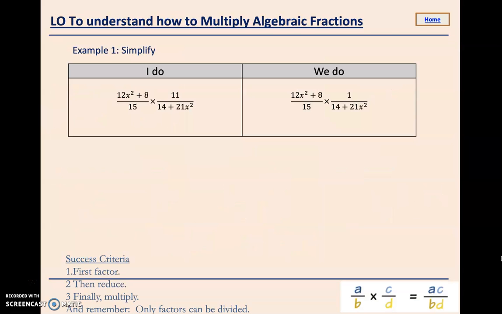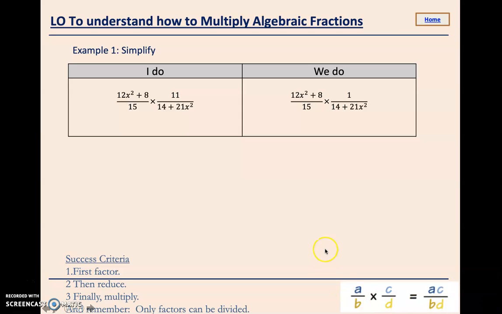So now here is our LO: to understand how to multiply algebraic fractions. And algebraic fractions is going to be our title for the lesson. Our success criteria says that first of all we need to factorise, that's going to simplify the process. Then we need to reduce. Then we need to finally multiply. And remember that only factors can be divided.